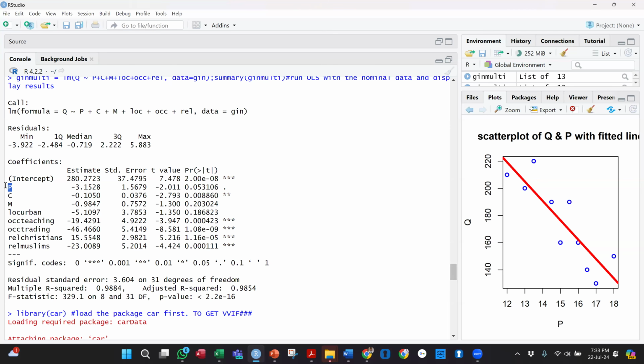Then when it got to location, I didn't say location urban. No. I said given blah, blah, blah, and then I included location of the shop. I didn't say location urban of the shop, because location is a dummy. So you don't have to specify which particular location you are talking about. Then when it got to occupation, I didn't say occupation teaching, occupation trading. I combined them and said occupation and even said religion of the people. Not religion Christian, religion Muslim.